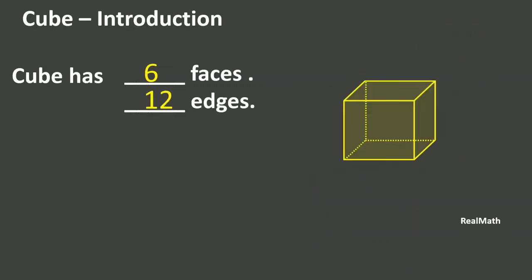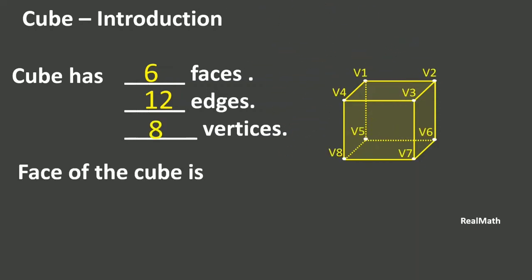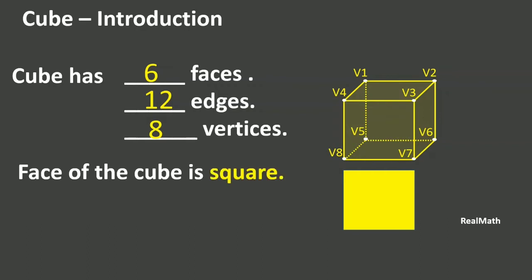Finally vertices. How many vertices? 8 vertices. And what is the face of the cube? Face of the cube is a square. If you turn any side of the cube, it is a square.